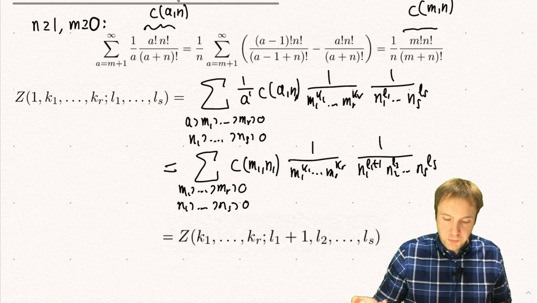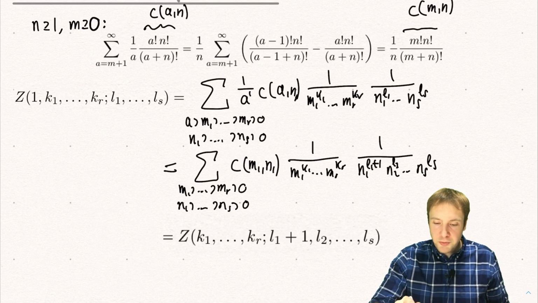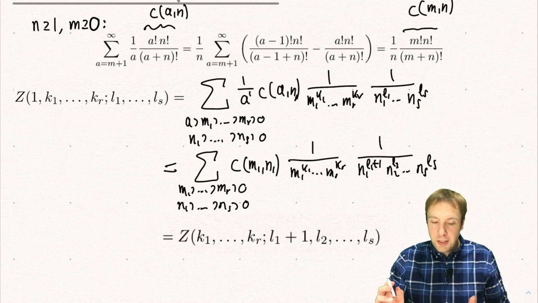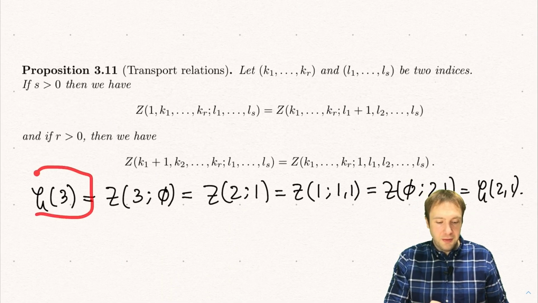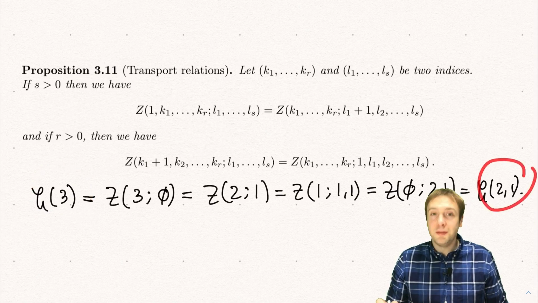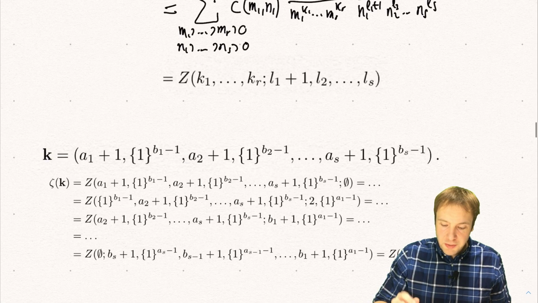So this is the first transport relation, and the other one follows by a symmetry. And now we want to understand why this proves the duality in general, because so far we just had this one example with zeta 3, and accidentally we got the dual index here. But let's see why this works in general.